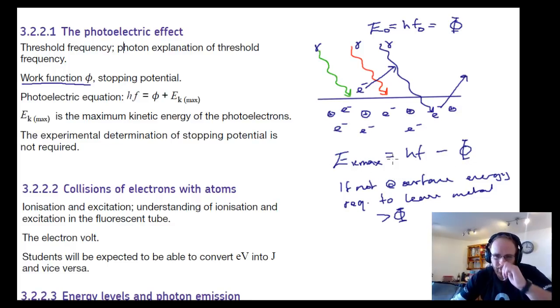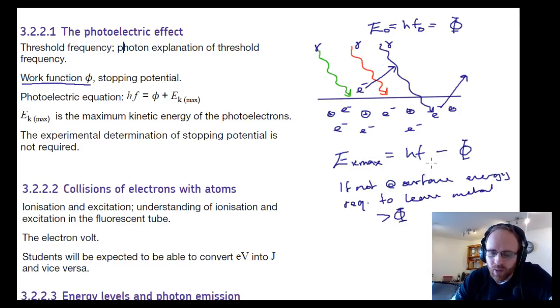If the electron isn't at the surface, it takes more energy to get the electron out, so then you get less kinetic energy of the electron, which is why in this equation we have kinetic energy, which is a maximum. So the way you'll get it in your data book is the energy of the photon is going to be equal to the energy that it takes to remove the electron plus the energy the electron gains as kinetic energy, or the maximum energy the electron gains.